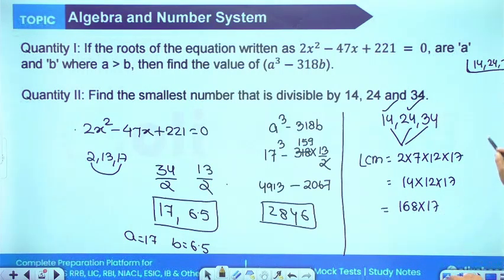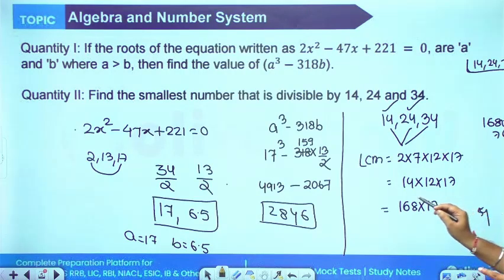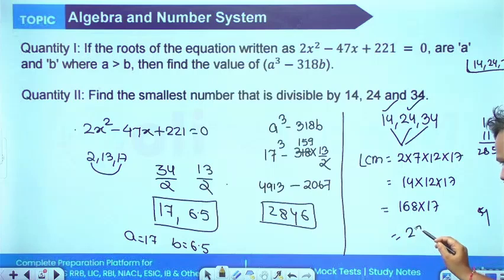168 into 10 will be 1680, and 168 into 7 will be what? 7 into 8 is 56, carry 5. 7 into 6 is 42, plus 5 is 47, carry 4. 7 into 1 is 7, plus 4 is 11. So the result is 2856.